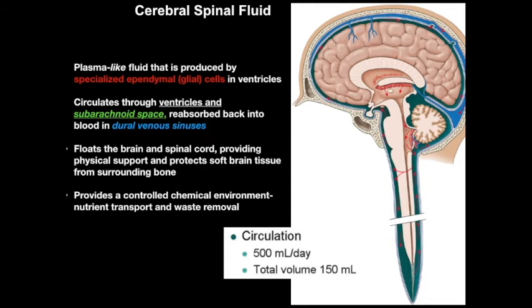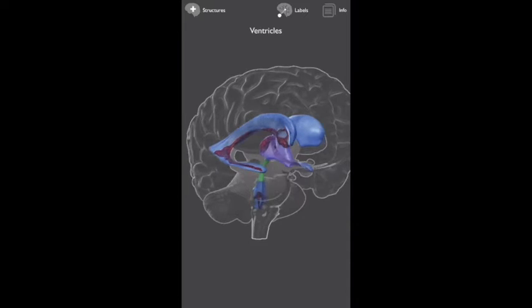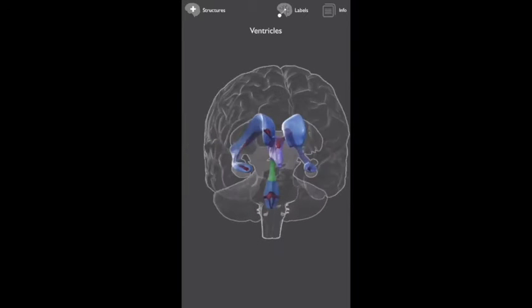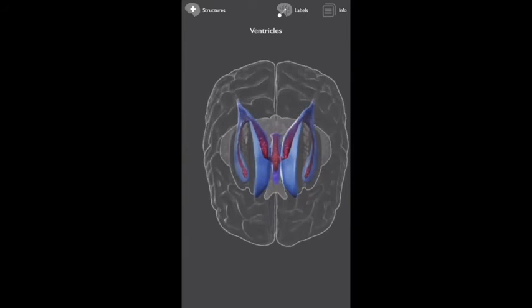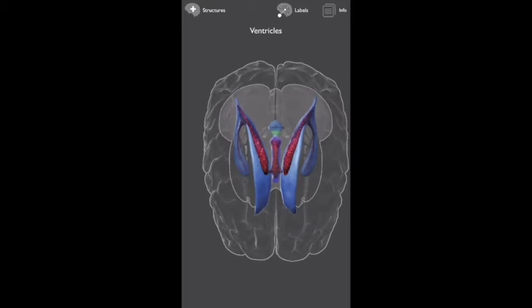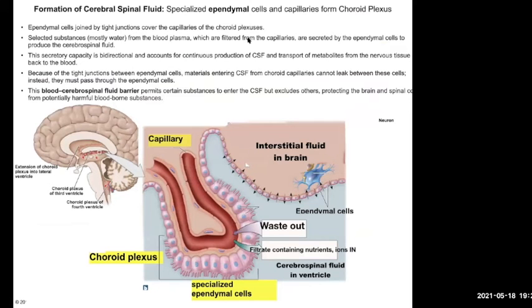So to start at the beginning with the production of cerebral spinal fluid, you want to look at any of these models and look for those red structures within the ventricles. Each of the ventricles has these red structures. And now we want to talk in a little more detail about how cerebral spinal fluid is made.